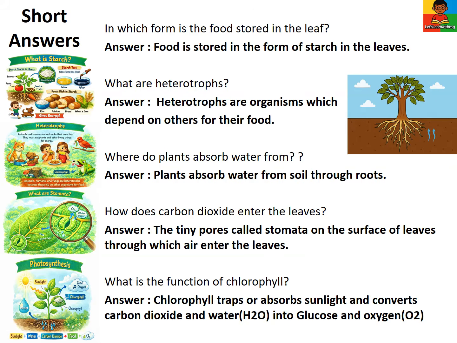How does carbon dioxide enter the leaves? Answer: the tiny pores called stomata on the surface of leaves allow air to enter the leaves. What is the function of chlorophyll? Answer: chlorophyll traps or absorbs sunlight and converts carbon dioxide and water into glucose and oxygen.